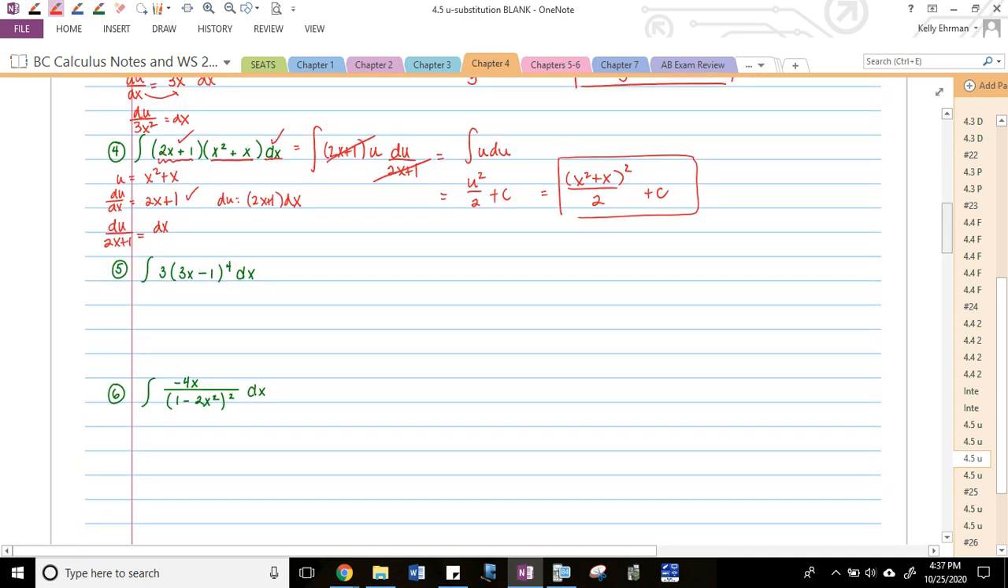I can see it again. If I let u equal 3x minus 1, du is going to be 3 dx. So I can see that I have it. But if you want to be very methodical about this, just keep going through the same steps.